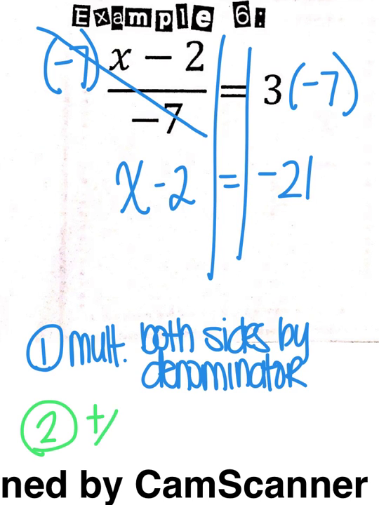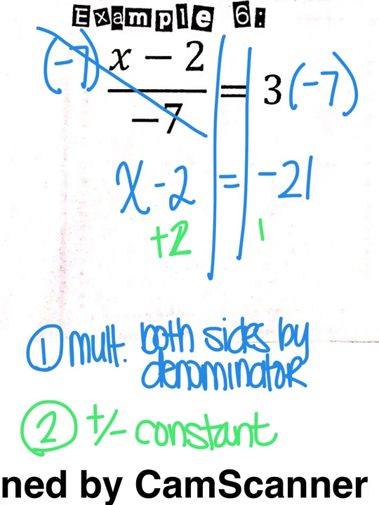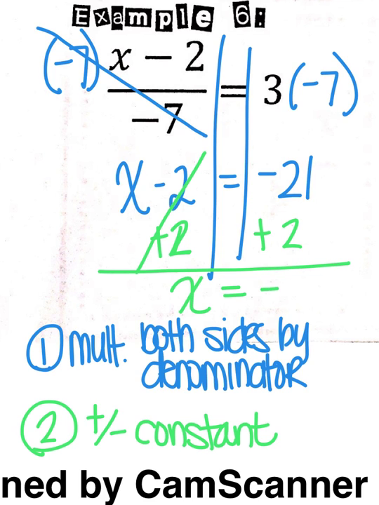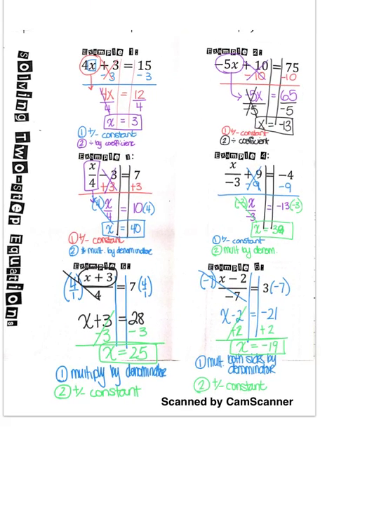And then we're going to add or subtract our constant, which in this case is a negative 2. So we've got to do the opposite. So we're going to add 2. So I get x equals negative 21 plus 2 equals negative 19. Correct. Okay? That's it. And that's all she wrote. So that is all 3 types.